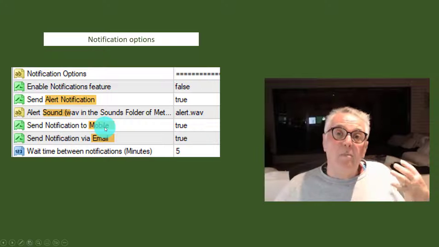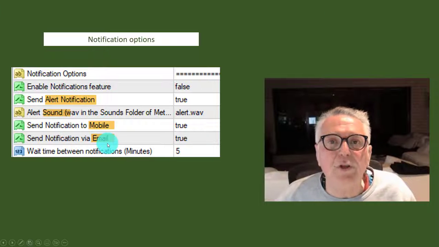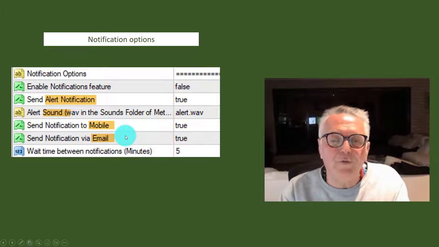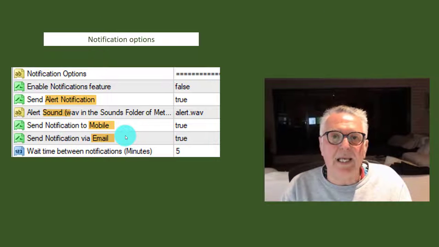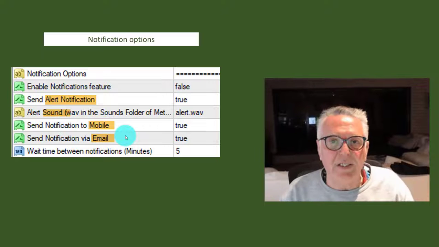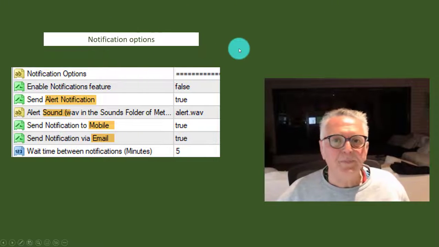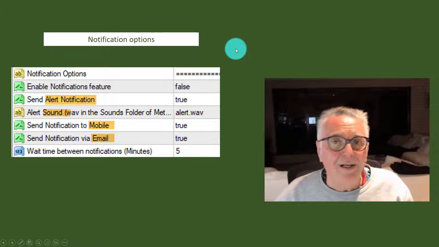You can have mobile notifications, and you can have email notifications. Isn't that just great? You don't even have to watch the Spaghetti indicator. It will tell you when something's going on. Really, really great indicator to be free.